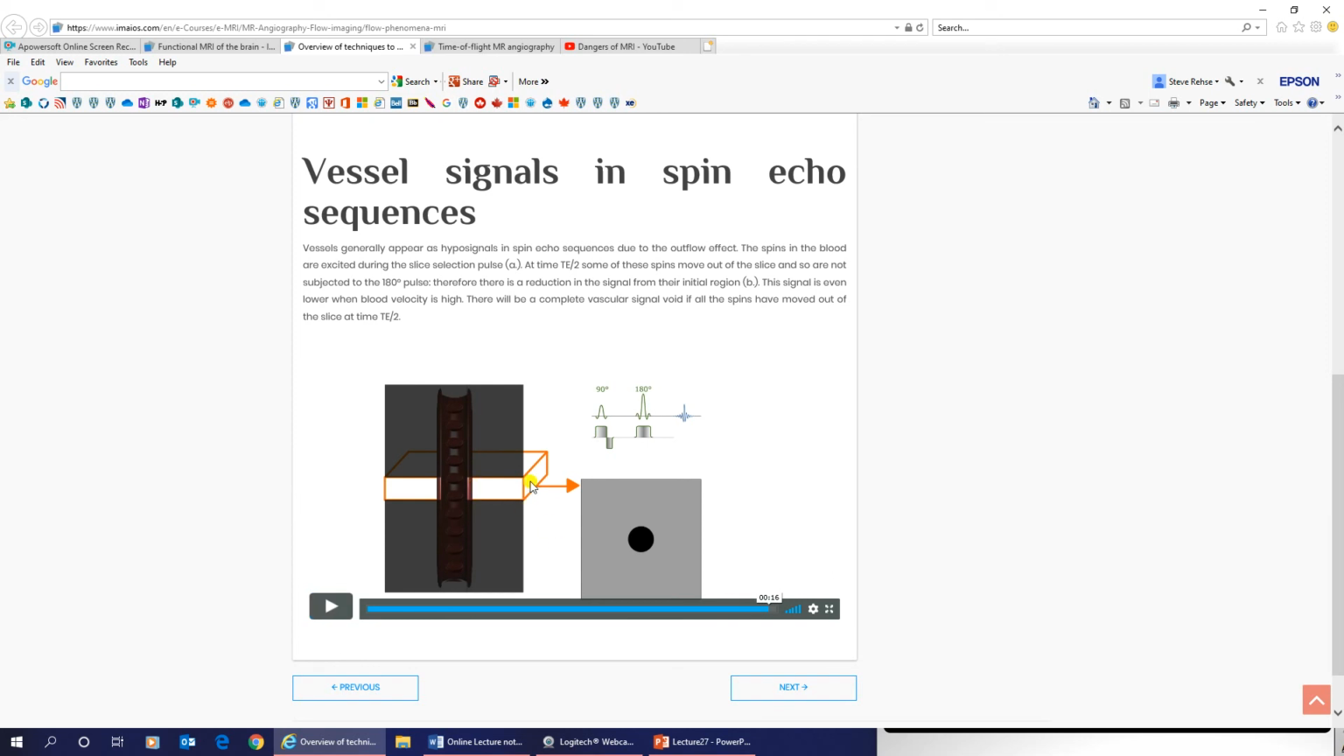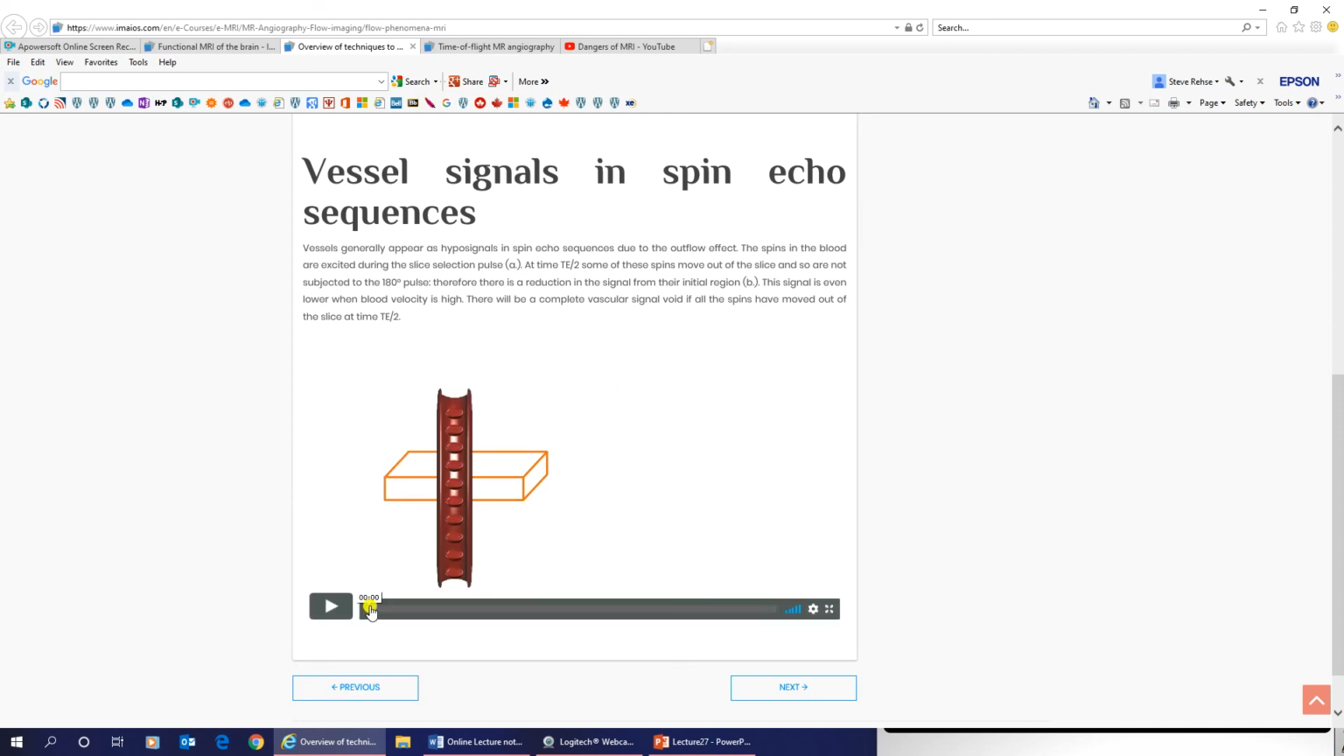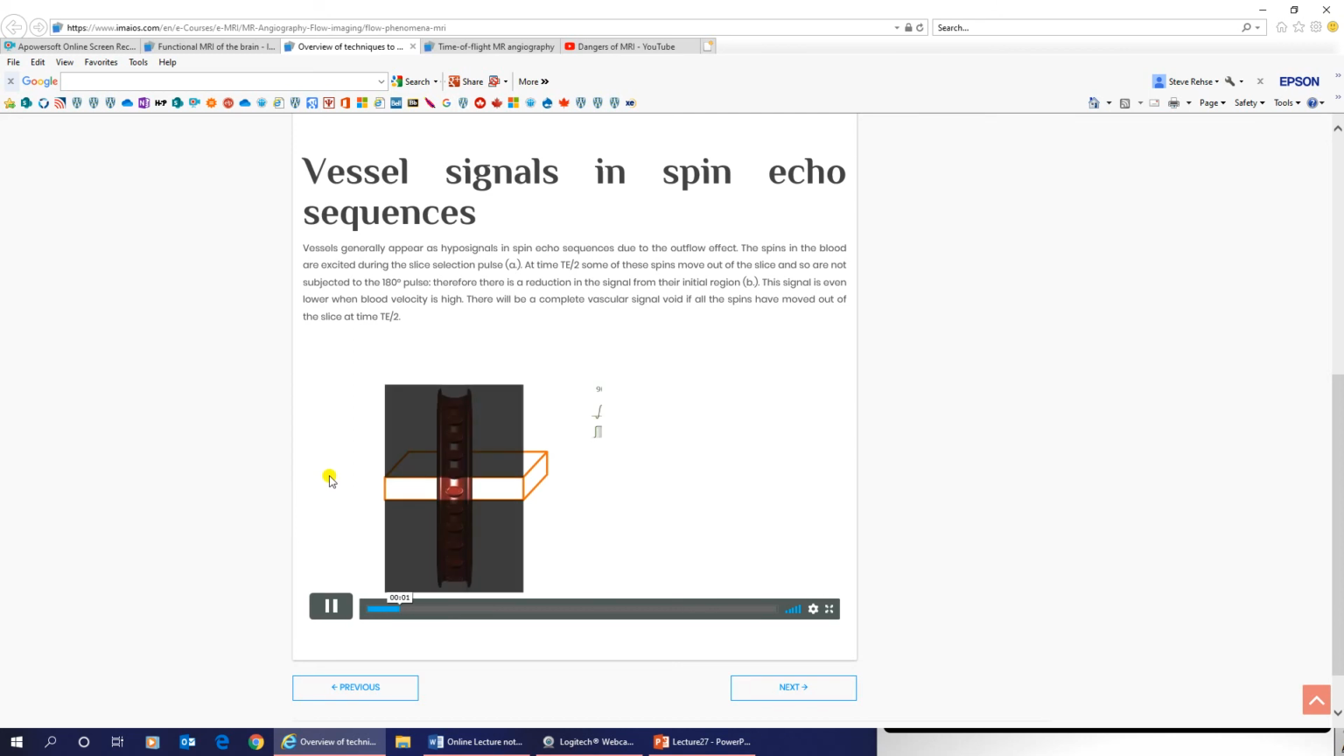When you excited it, I'll show it again. When you excited it, everything got excited. But then you have to wait a time TE/2 and another time TE/2 to hear the echo. By the time it took you to wait TE/2, which you chose, those excited spins have moved out of the slice. So when you apply that pi pulse, nothing happens in the middle. And so they do not rephase, and you do not get an MR signal. Watch this once again. So this is the outflow effect.